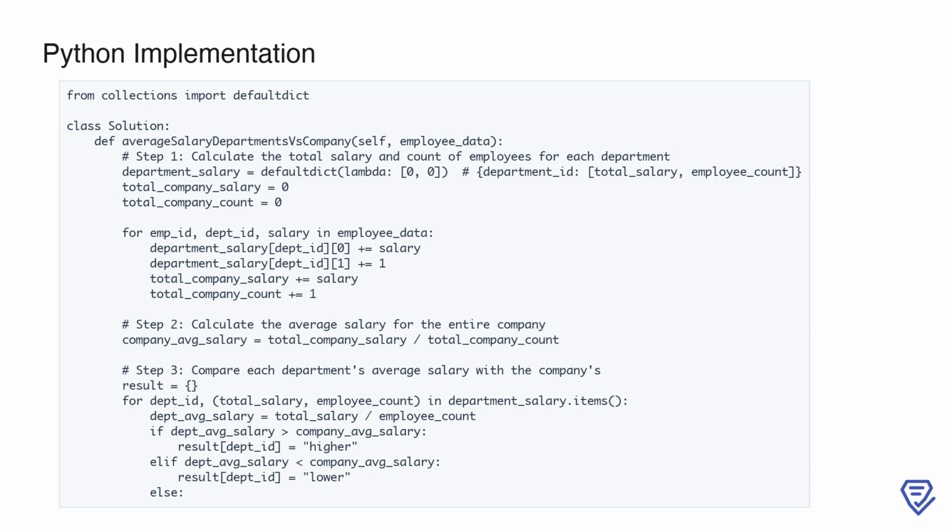Once this loop completes, we calculate the company's average salary by dividing the total salary by the total count. This value, company_average_salary, will serve as a benchmark to compare against the average salaries of individual departments. Finally, we prepare an empty dictionary called result to store the comparison results for each department. Now, we iterate through the department_salary dictionary, and for each department, we calculate its average salary by dividing the total salary by the employee count. We compare this department average with the company's average and classify it as higher, lower, or equal accordingly.